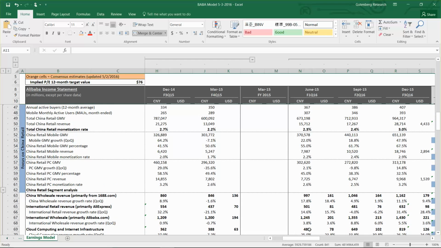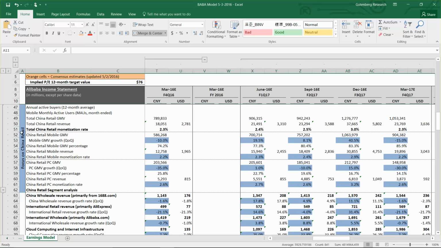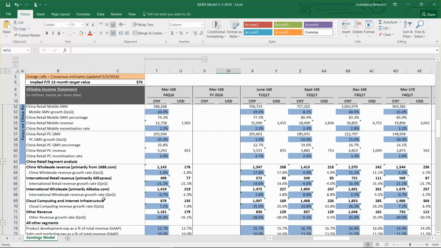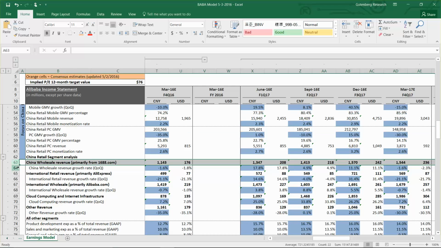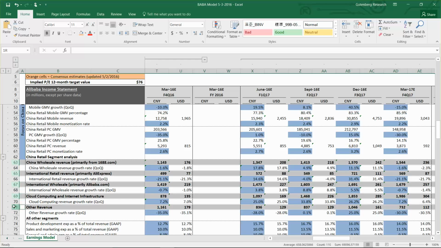One other thing that I want to point out here is that Alibaba's operations reach so many different categories that it's extremely difficult to model each one of those individual categories. So what we've chosen to do is to focus our future forecast periods on the China retail business, which is the majority of earnings. And then you can see that we segment the rest of the results the same way the company does: China wholesale revenue, international retail, international wholesale, cloud computing, and other revenue.